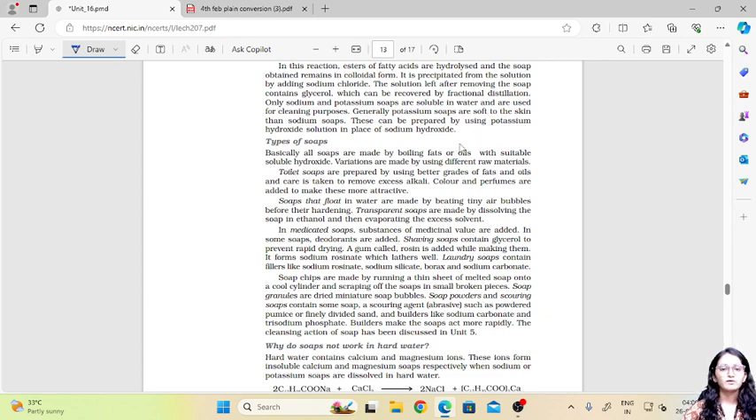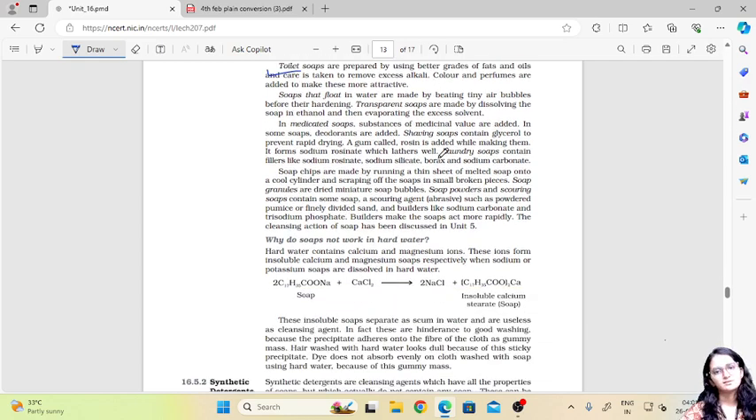Then we have types of soaps. First of all, toilet soaps. They are prepared by using better grades of fats and oils, and care is taken to remove the excess alkali. Color and perfumes are added to make the soaps more attractive. Then soaps that float in water are made by beating tiny air bubbles in before their hardening. And transparent soaps are made by dissolving soap in ethanol and then evaporating the excess solvent.